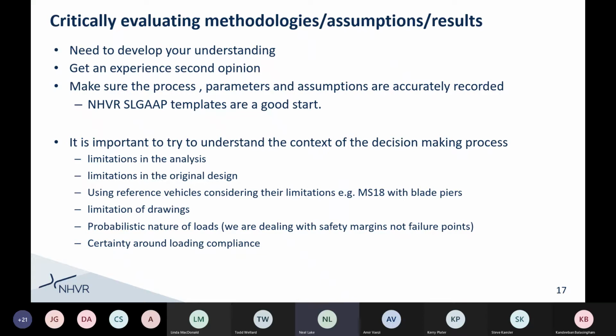considering the limitations of particular reference vehicles. I've already made the example of the MS18 load with blade piers, where perhaps the pier could take much more load than the nominal design vehicle. That's important to be thinking about in our decision making. Do we have any limitations in drawings? Have we had to make assumptions?